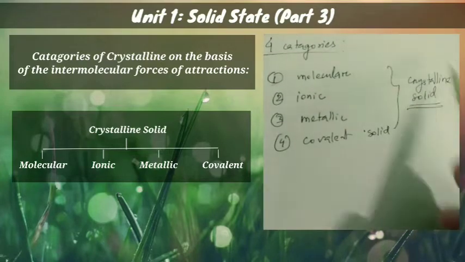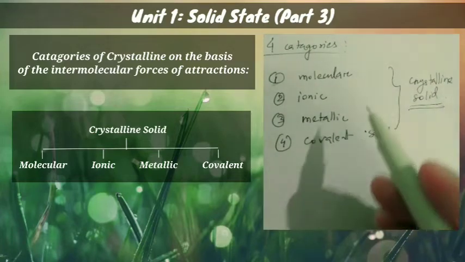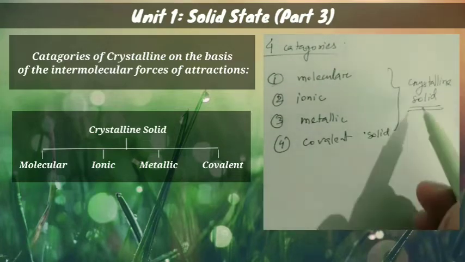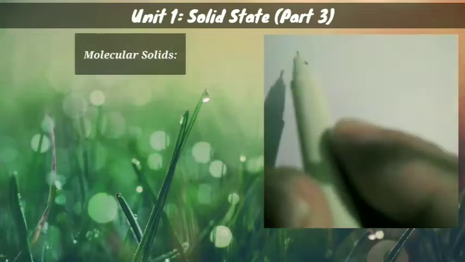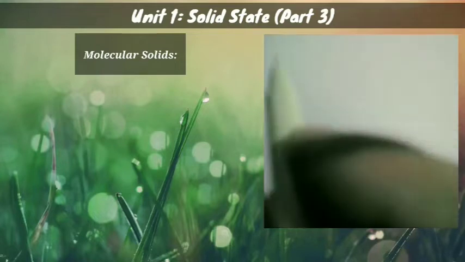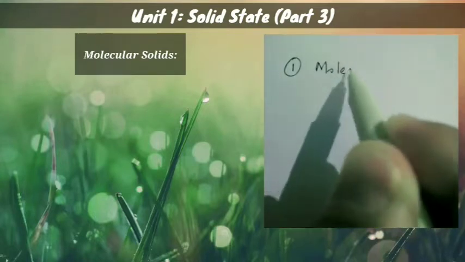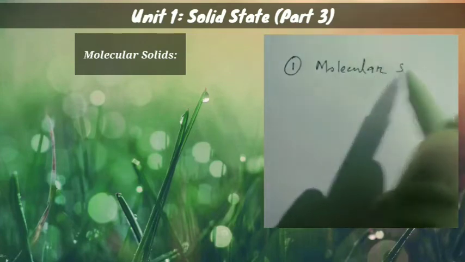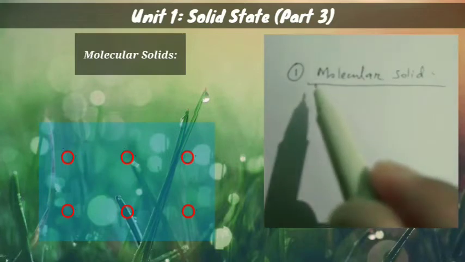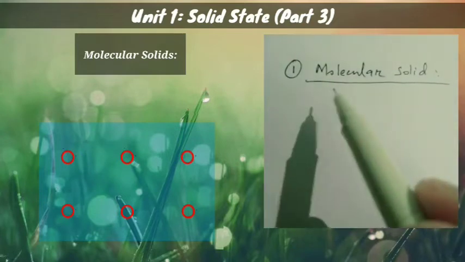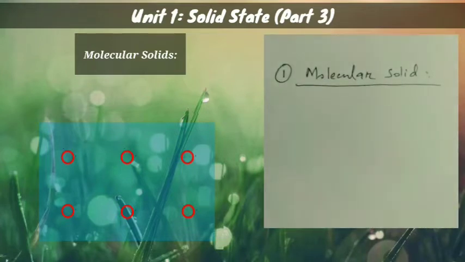We classify the crystalline solids into four classes, and the basis is intermolecular force of attraction. Let us now discuss the first category of the crystalline solid, which is the molecular solid. Here you see the name is molecular solids. By using this name we can define the crystalline solid.